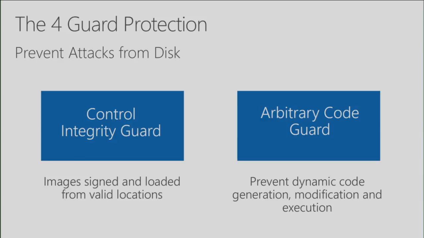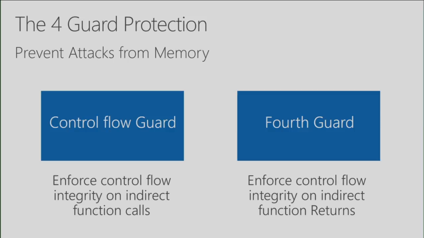Arbitrary code guard prevents dynamic code generation. So normally, code will be executed. This checks to make sure that the code hasn't been modified and is not generated on the fly. So if the source code tries to change during the execution of a web page, it will be stopped or protected. So that's just the first two, and those existed in EdgeHTML 15. These are the new options.